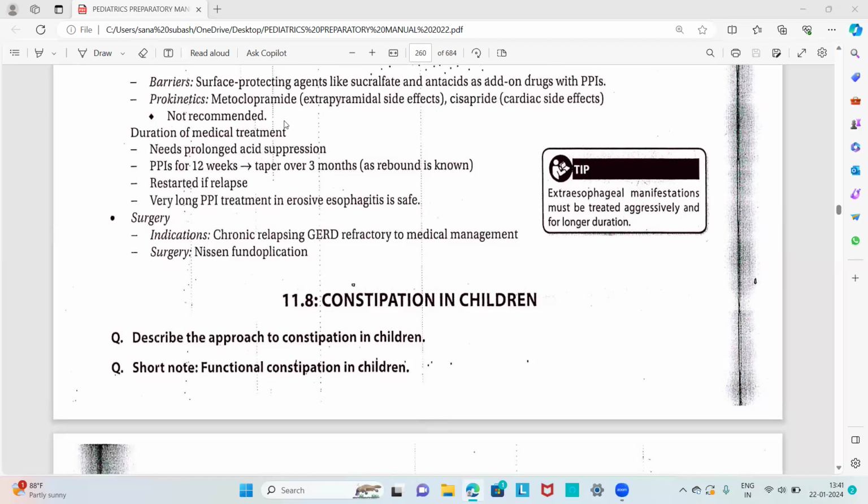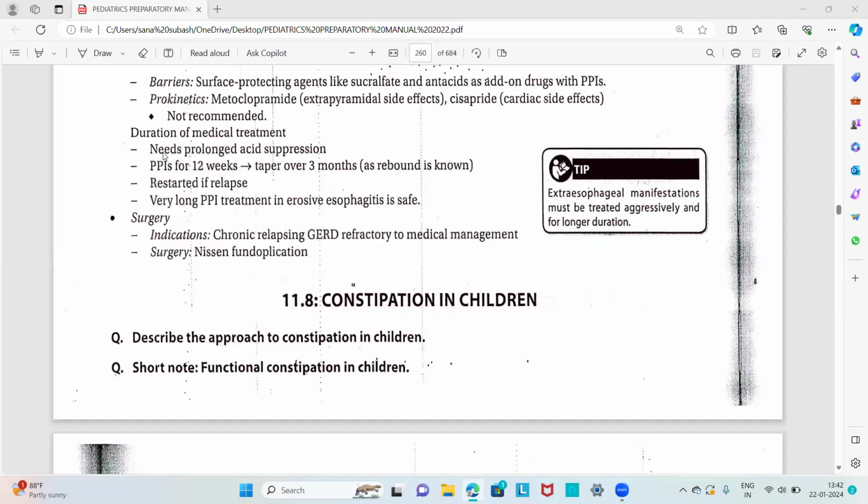Then the duration of medical treatment: GERD usually needs prolonged acid suppression, because at the time of drug treatment we are not doing any surgery, so we have to use these drugs for prolonged acid suppression. PPI is usually used for 12 weeks and tapered over 3 months, and restarted if relapse occurs. Very long PPI treatment in erosive esophagitis is safe.